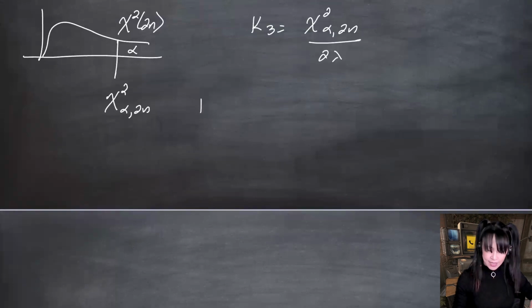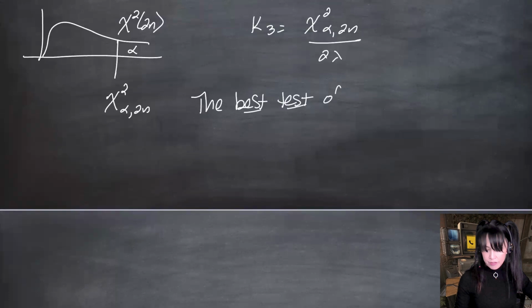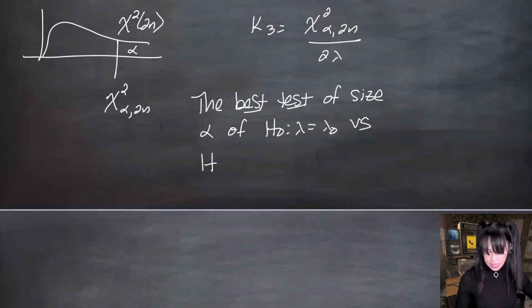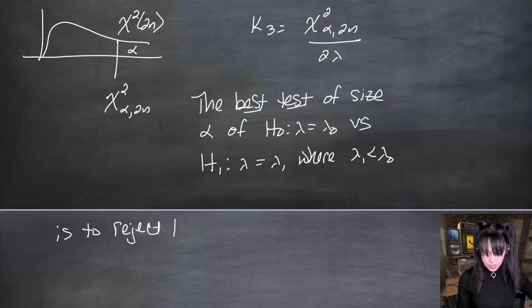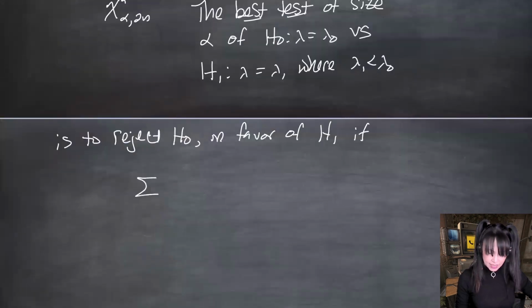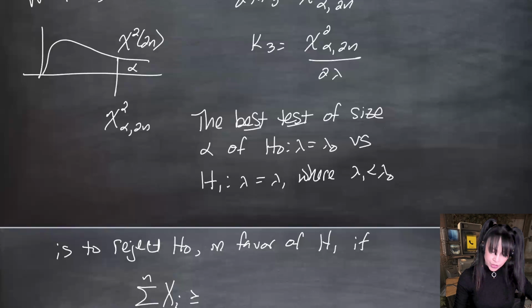make this even more glorious. The best test of size alpha of lambda equals lambda naught versus lambda equals lambda 1, where lambda 1 is less than lambda naught, and we're dealing with the exponential distribution, is to reject the null hypothesis in favor of the alternative if the sum of the x's, nice and capital when you're giving this answer, is greater than or equal to k3, which turned out to be this.